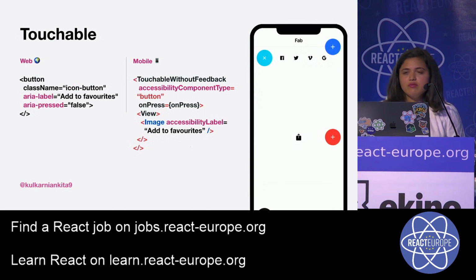Lastly, touchables. We kind of touched on touchables in a way, but on web, whenever you want a touchable that is clickable, you would use an ARIA label and ARIA pressed equals false. Whereas on mobile, you would use accessibility component type as button and a touchable without feedback, because we don't necessarily want any feedback. And an accessibility label to the image itself. So this gives you an idea of how accessibility can be applied in all these different cases.